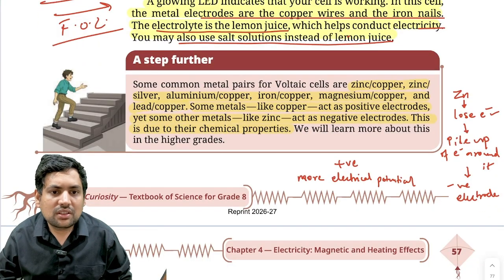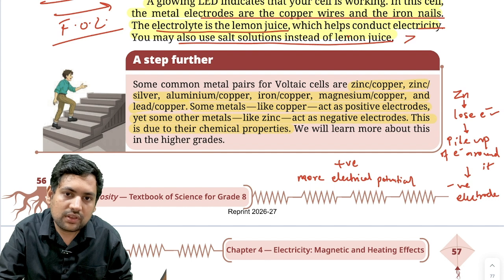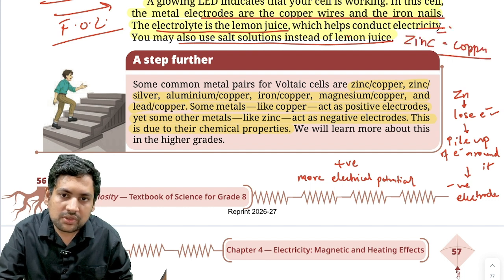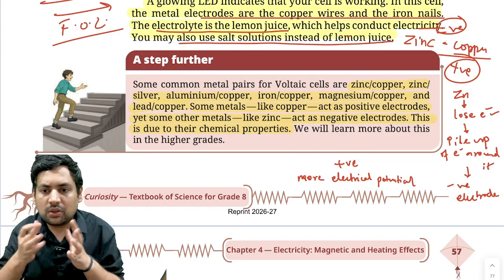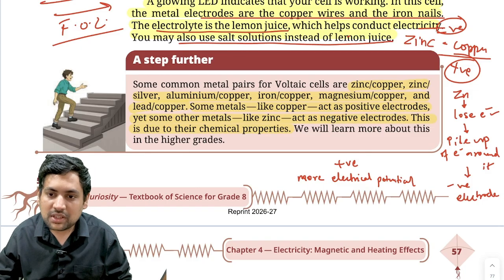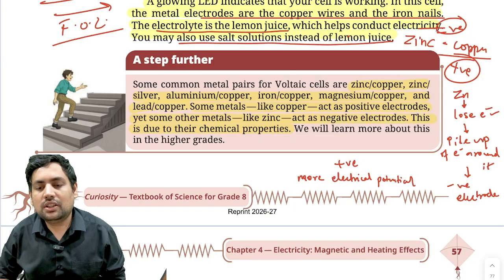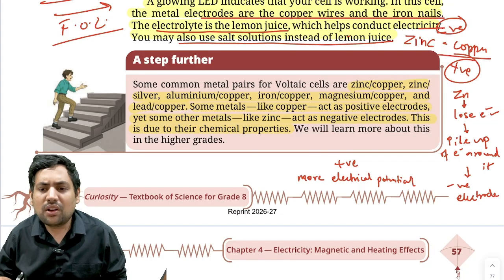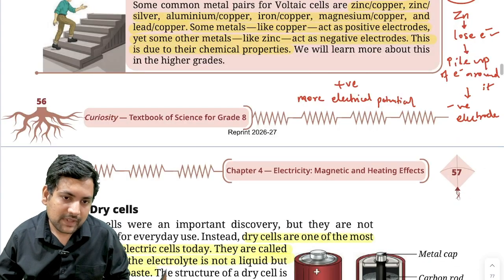Then it talks about some common pairs. For example, the most famous one, zinc and copper. So here zinc is usually the negative electrode and copper is usually the positive electrode. Negative is the one which wants to lose electron, correct? So it will have a lot of electrons around it. That is why negative. So zinc is negative, copper is positive. Now what will happen? Zinc is more reactive. It will try to give electrons away. Copper will try to take those electrons. What you see? You see flow of electrons. And that is why you get a cell or battery here.